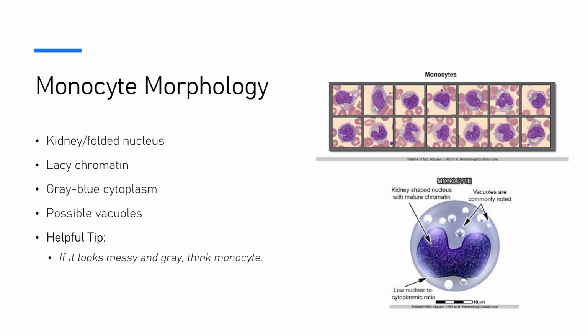Another way to think about it is this. Neutrophils equals segmented and organized. Lymphocytes equals small and mostly nucleus. Monocytes equals big, gray, and slightly chaotic. And once you start scanning enough blood smears, those visual patterns become surprisingly easy to recognize.